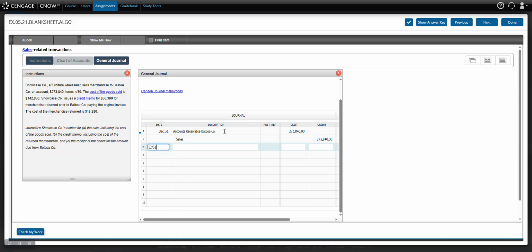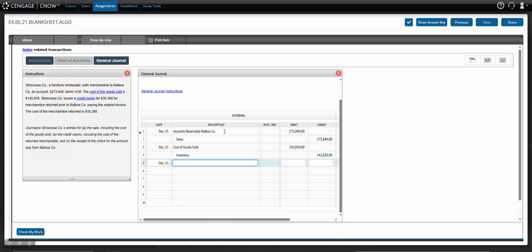We know every time we make a sale, we have to have 2 journal entries. So the second one is our cost of goods sold. So our cost of goods sold here is $142,830, and the goods that I'm selling is my inventory. So I now have less of my inventory.